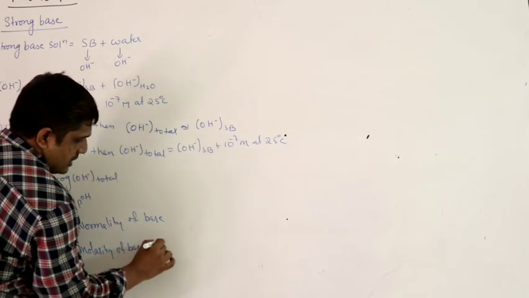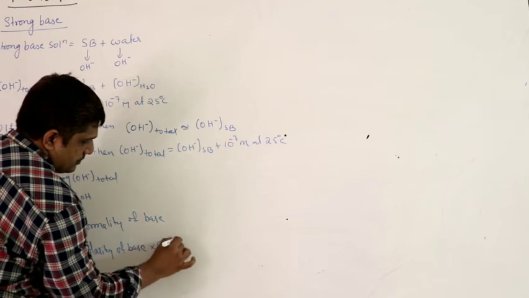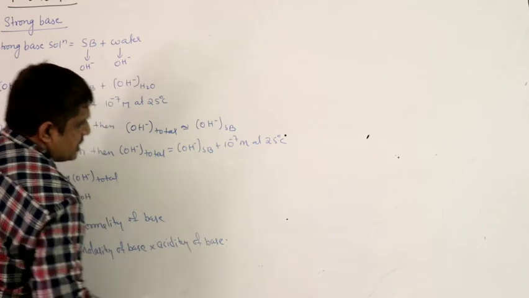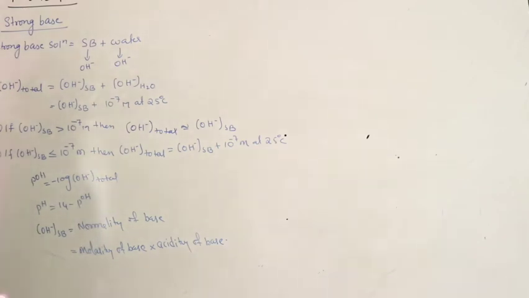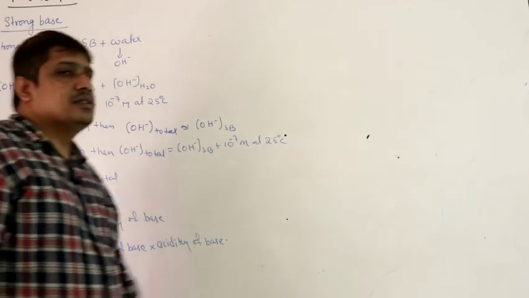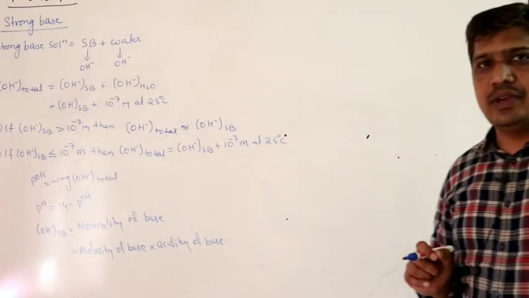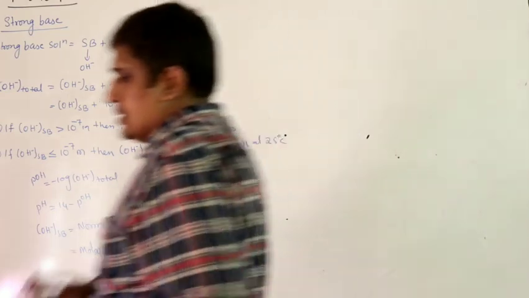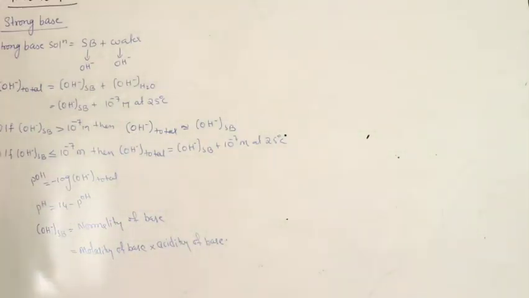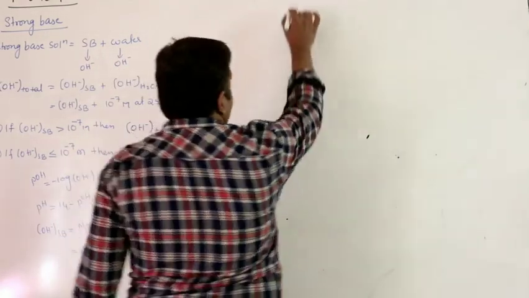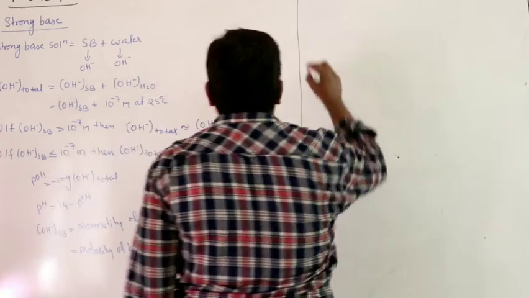So, what is the valency? Acidity of base. You can use this equation and you can solve it. So, this is about strong base. So, we have completed weak acid, weak base, strong acid, strong base. So, we will complete the remaining relations also. So, mixture of two weak acids, mixture of two weak bases. Next one.